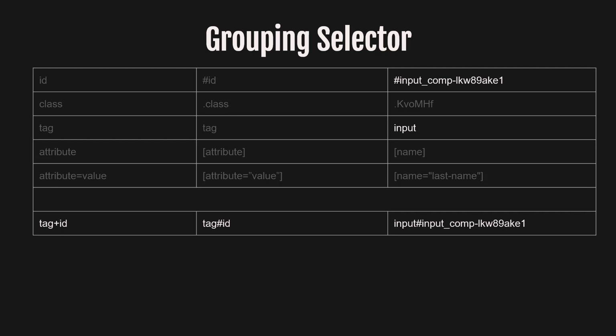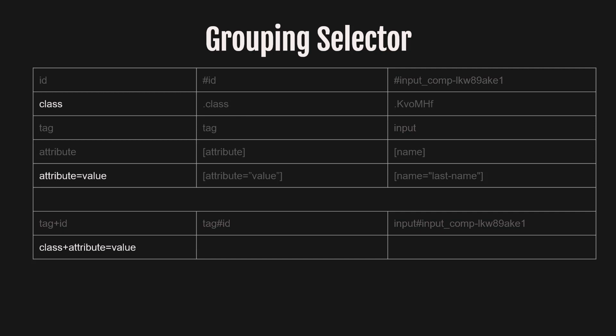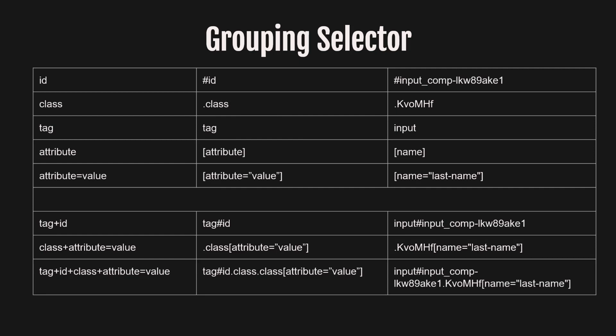Let's check one more example of the grouping selector. A class combined with an attribute value pair. You similarly place the dot before the class value and add the attribute value pair in the square brackets after it. You can even perform a comprehensive search with all the selectors together. Let's check how it looks in the real example with the UI form.